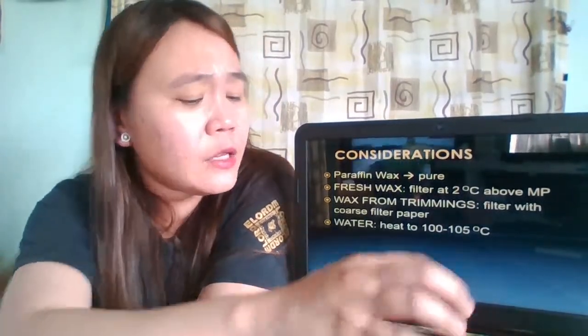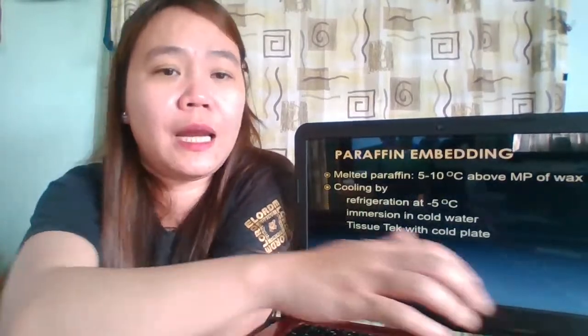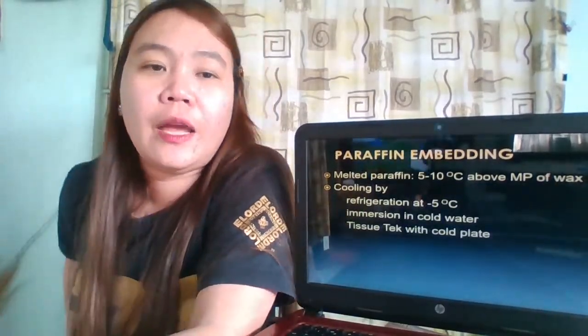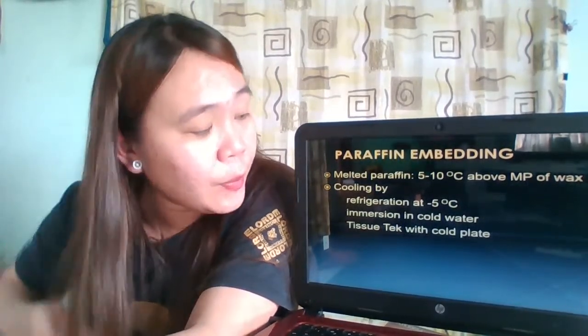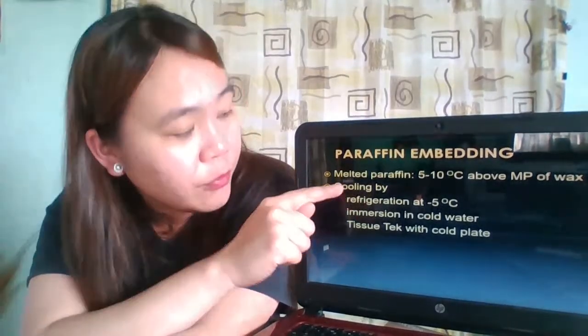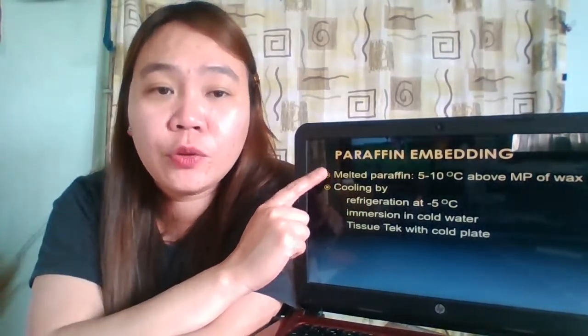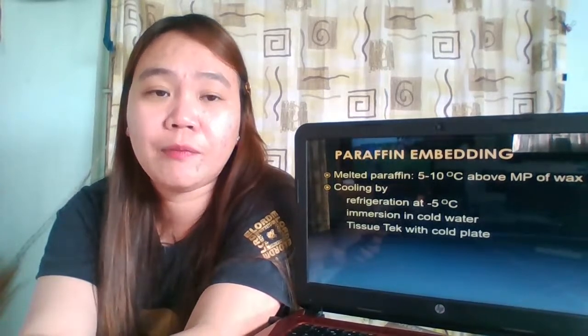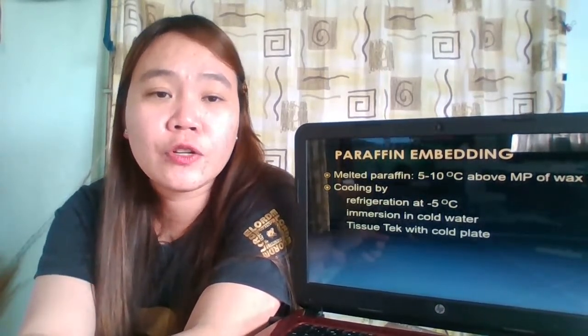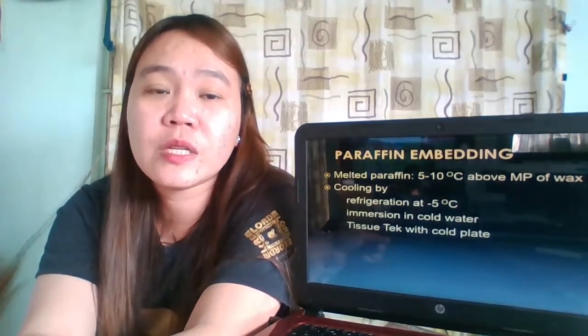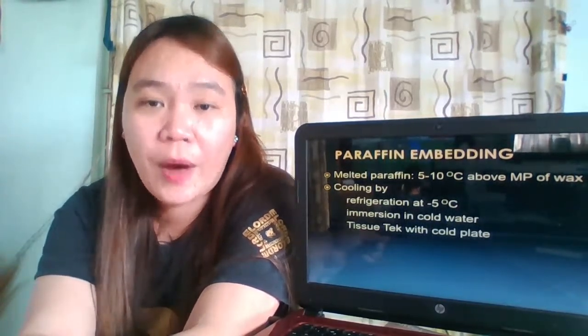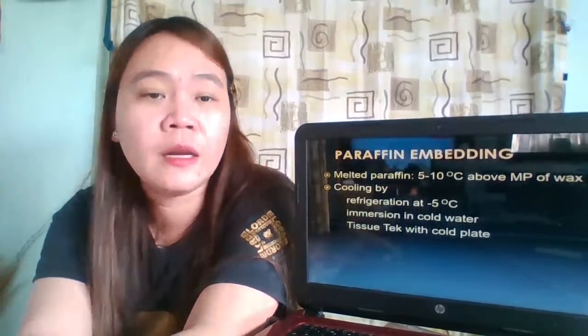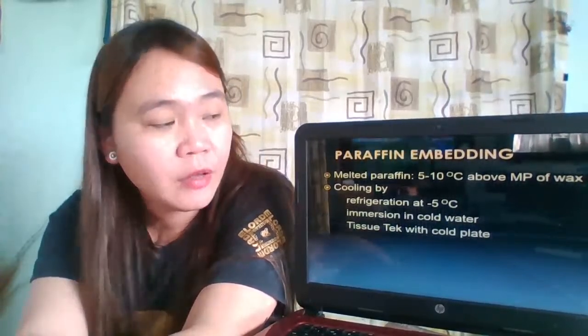So, for paraffin embedding, this is the last one for now. The required temperature of the melted paraffin for embedding should be 5 to 10 degrees Celsius above the melting point of the wax. I repeat, the temperature should be 5 to 10 degrees Celsius above the melting point of the wax. After which, you can cool it by any of the following methods.